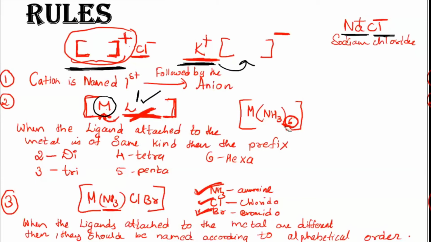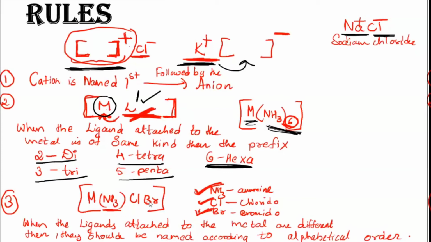Like here I have taken the example of NH3 six times, where we can see six of the same kind of ammonias attached to the metal. There are six in number. If that is the case, then you have to make use of a prefix. For six it will be hexa. For the other numbers, if it is 2, it's di; 3 means tri, 4 means tetra, 5 means penta, 6 means hexa, and 7 means hepta, and it goes on like that. That will be the prefix used if you have more than one of the same kind of ligand attached to the metal. So that is for the same kind of ligand.